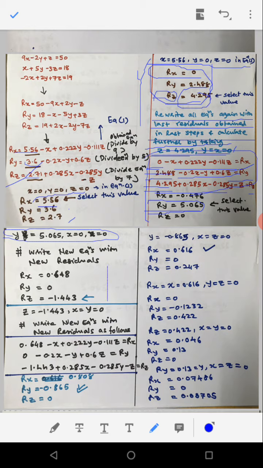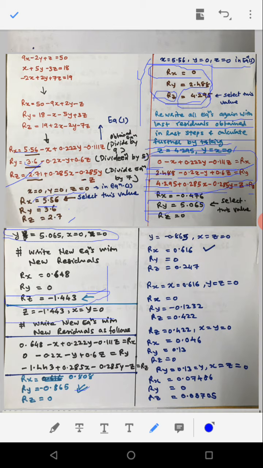Again new residuals, pick up the maximum value, that is this, irrespective of the sign. Please understand, we just have to see the magnitude, not the sign. So here 0.6 and minus 1.4, the largest value of the residual will be minus 1.4. So take z value as minus 1.4, x and y 0, evaluate again, and then you get this.